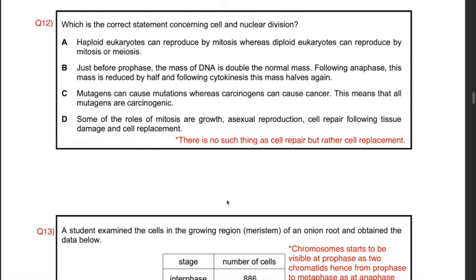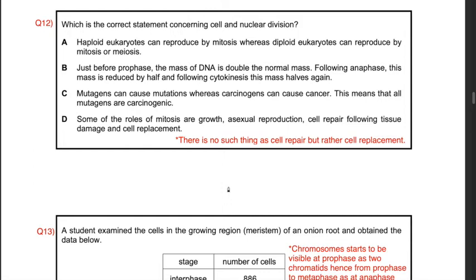Some of the roles of mitosis are growth, asexual reproduction, cell repair following tissue damage, and cell replacement. There is no such thing as cell repair, but rather tissue repair. Since answer D talks about cell repair, which is an incorrect role, D is incorrect, leaving us with the only possible answer being A. Haploid eukaryotes can reproduce by mitosis.